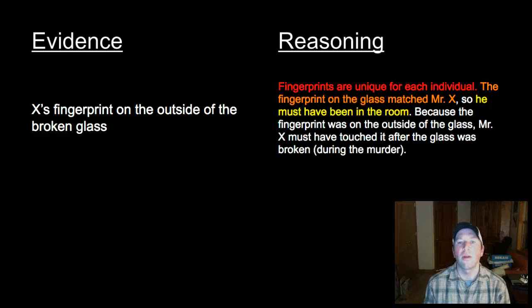So if you look over there on the right, in red, I have the general scientific principle that fingerprints are unique. In orange, I have the supporting detail that the fingerprint matched Mr. X, and then I tie that reasoning to my claim specifically into the piece of evidence by stating that he must have been in the room. There's no one else that could have left that fingerprint there.